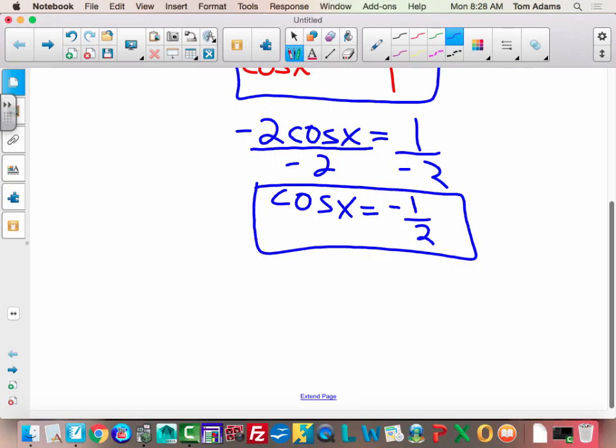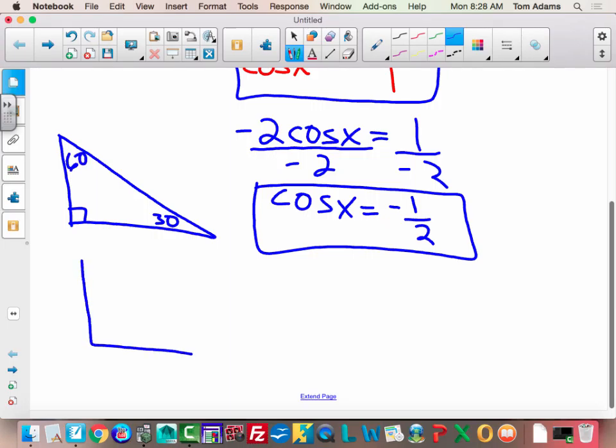Okay? Now the reason I say that is because we have 2 special triangles, right? We have the 30-60 triangle, where this is 30 degrees and this is 60 degrees. And then we have the isosceles 45-45 triangle. Now we know that this is 1, 1, square root of 2. And the shortest side is the one across from 30. So that's 1. The hypotenuse is 2. And then the one left over is the square root of 3.